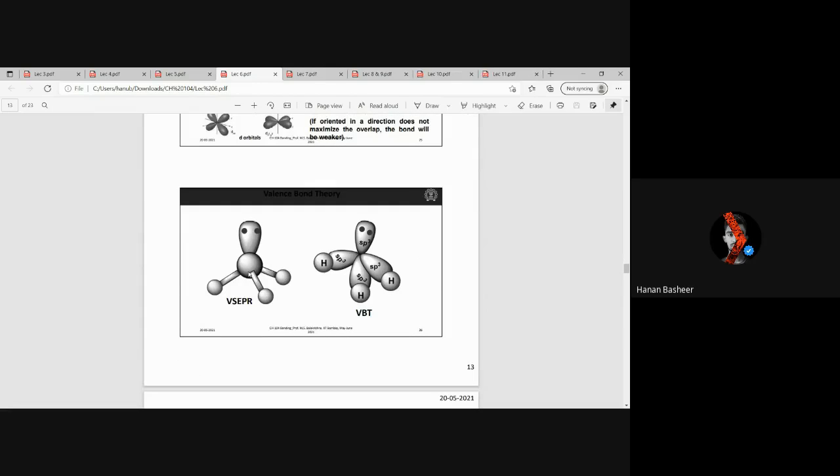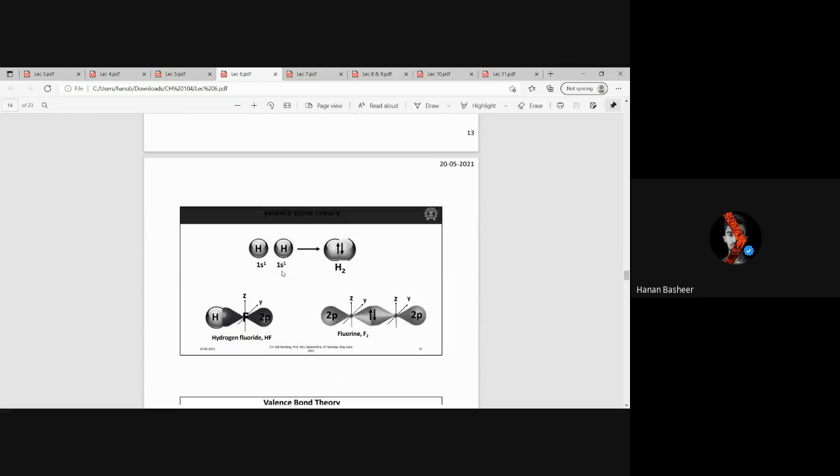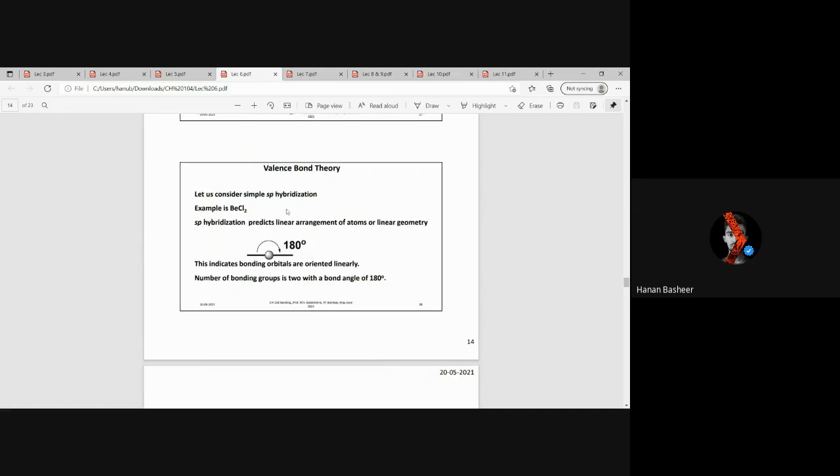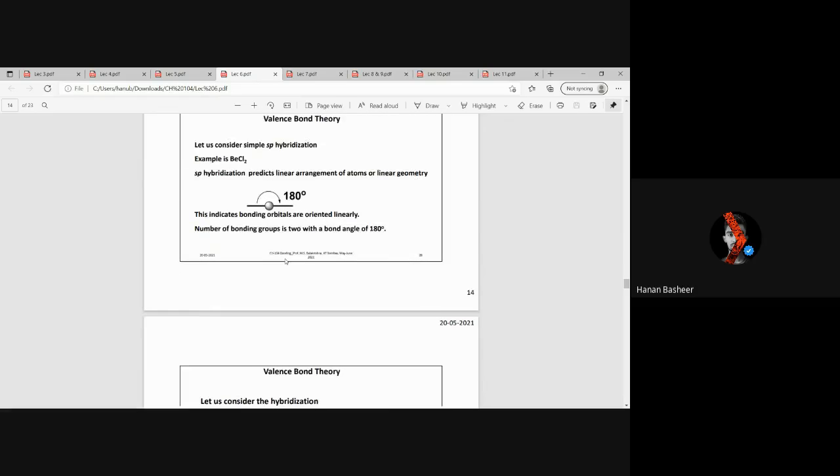This is VSEPR theory, and this is VBT theory. You see there are the hybridized orbitals here, and these are unhybridized ones. Here, this is the bonding in H2. So this is hydrogen fluoride, and this is F2. Then valence bond theory will help us to determine the geometry in 3D space. So this is 180 degrees if it is BeCl2 because we'll get only sp. So sp will always have 180-degree conformation in space.